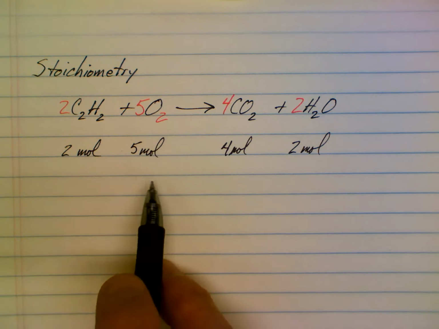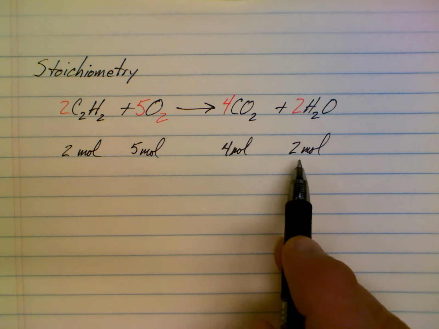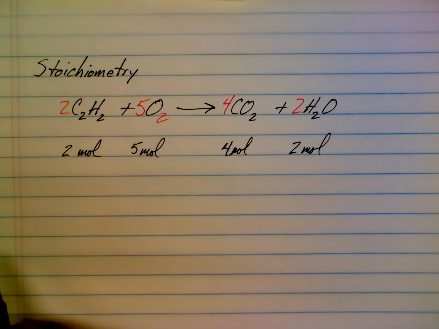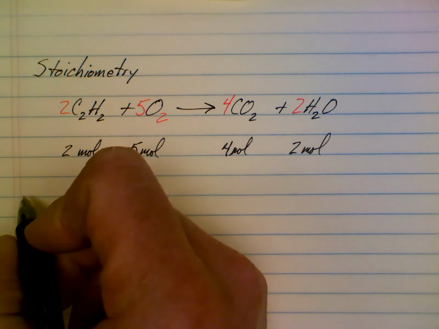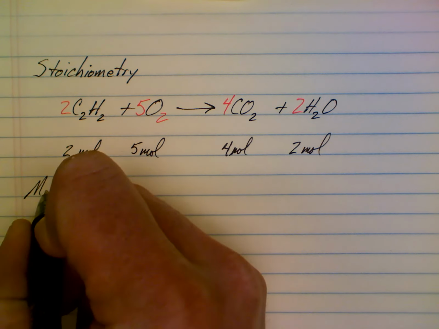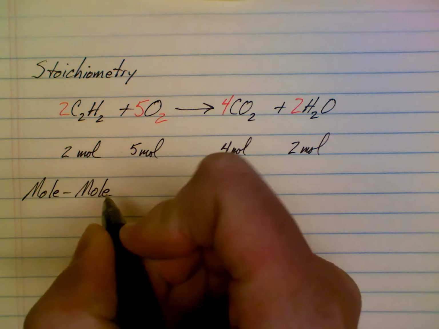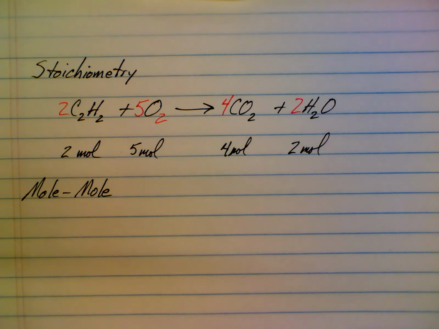And so for the reactants, we have 7 moles of reactants, but we're only going to produce 6 moles of products. And that's often the case. The moles of the reactants don't necessarily add up to the moles of the products. But these mole ratios then come into play when we're doing calculations to determine the amounts of each needed. So for example, I'm going to start with what's called a mole-to-mole calculation. This is the simplest of the stoichiometric problems.